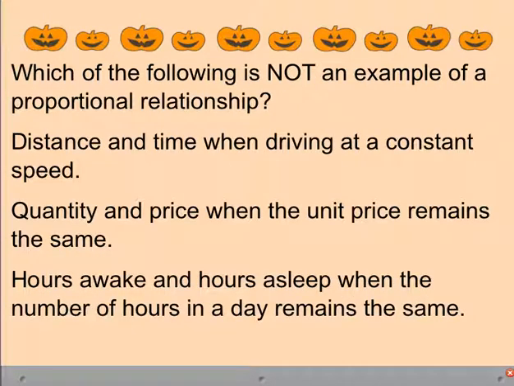Which is not an example of a proportional relationship. Distance and time when driving at a constant speed. Well, that constant speed is our k, our constant. So that one will be proportional. Quantity and price when the unit price remains the same. Well, that unit price is our constant. So as the quantity increases, the price will go up consistently. That is proportional. Hours awake and hours asleep when the number of hours in a day remains the same. Well, if we increase the number of hours awake, that means that we can't sleep as long. So that's actually an indirect relationship that's not proportional. Okay?